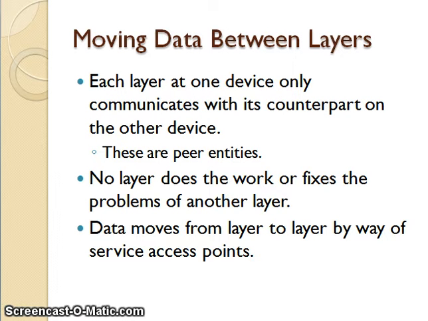So, moving data between layers. Each layer at one device only communicates with its counterpart on other devices. That is, it's a process of peer entities, and no layer does the work or fixes the problem of another layer. And the third one, the data moves from layer to layer by way of service access points.